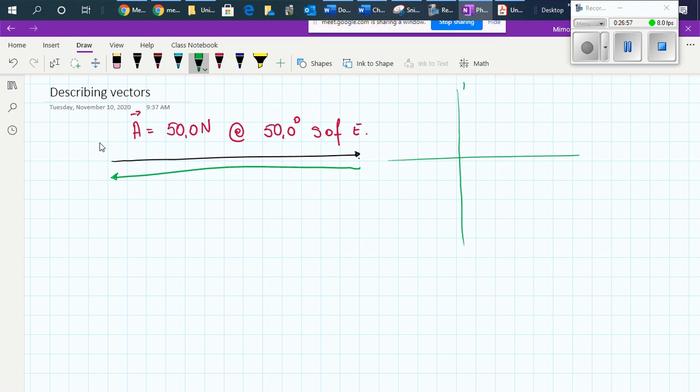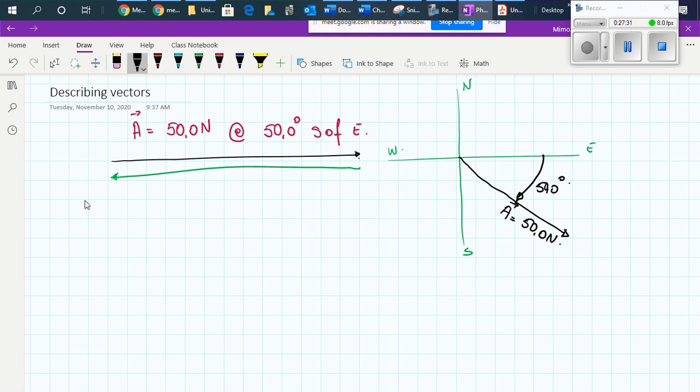Here is the northeast southwest axis. You are talking about a vector that is starting from east. It's starting from east, going south at 50 degrees. So this will be 50 degrees. The vector is with a magnitude of 50 newtons. So this is vector A with magnitude of 50 newtons.